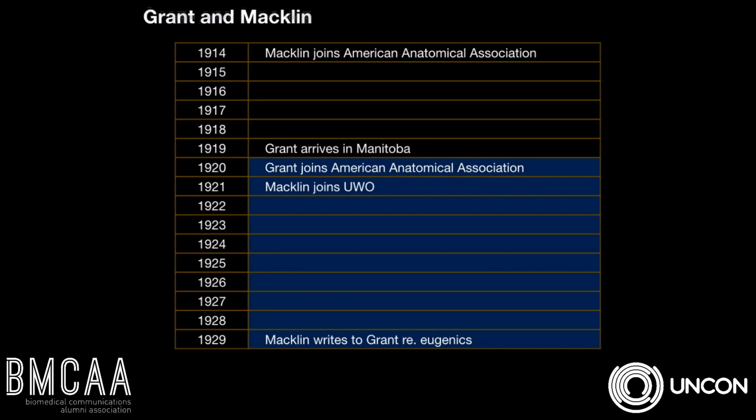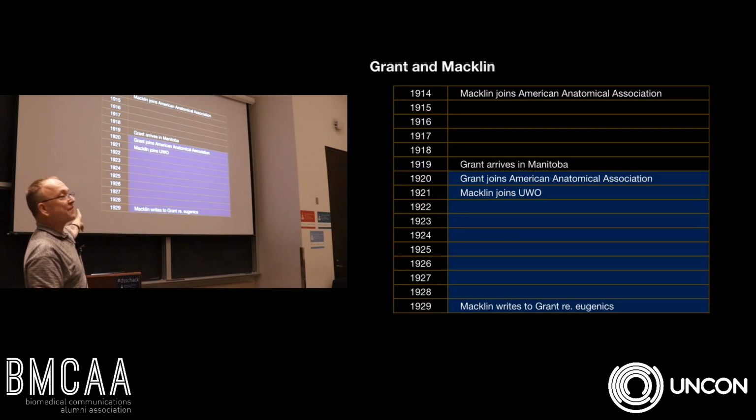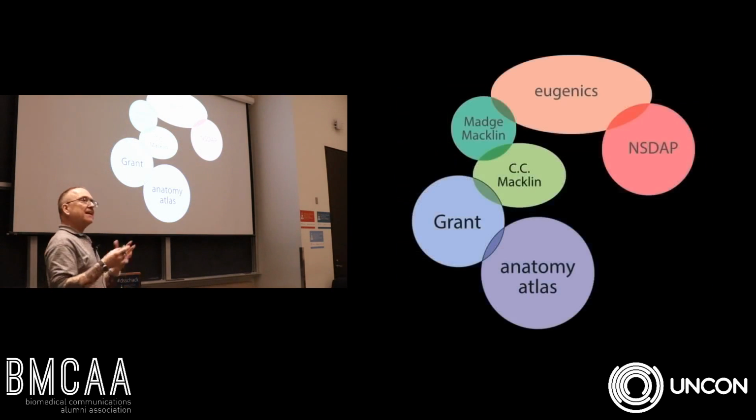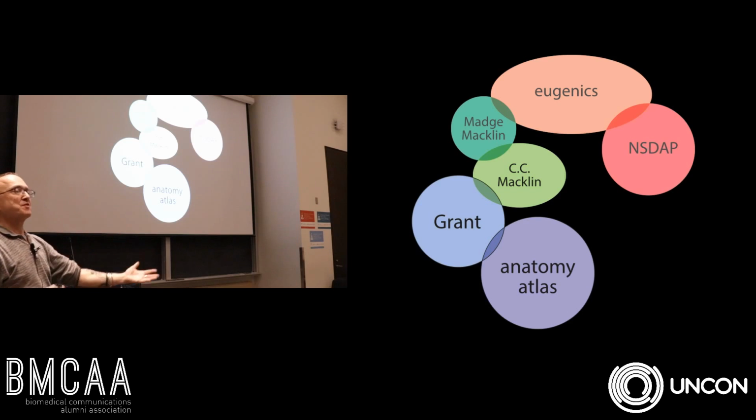So in fact, one of the things that Macklin did after he graduated was join the American Anatomical Association. And when Grant came to Canada in 1919, that's one of the first things that he did as well. So they were both members of this professional organization for a number of years and would have known of each other. And in fact, later in life, they did actually collaborate on one paper and presented at a couple of different conferences.